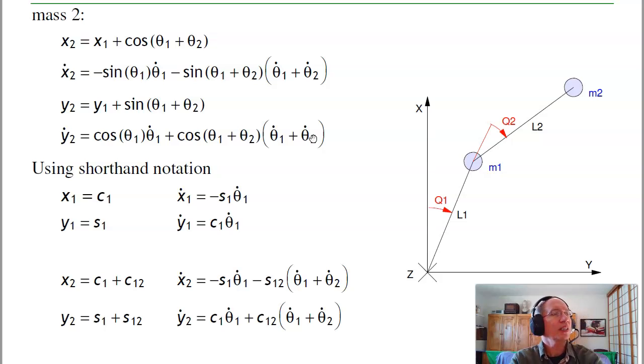Now in robotics, this gets a little bit unwieldy, all these sines and cosines, so the notation typically used in robotics is C1 means cosine theta 1, S1 means sine theta 1, and it saves some writing. And if I have S12, that means sine of theta 1 plus theta 2. So these same equations would just be x1 is cosine theta 1, y1 is sine theta 1, x1 dot is minus sine theta 1 dot, y1 dot is cosine theta 1 dot, and so on.